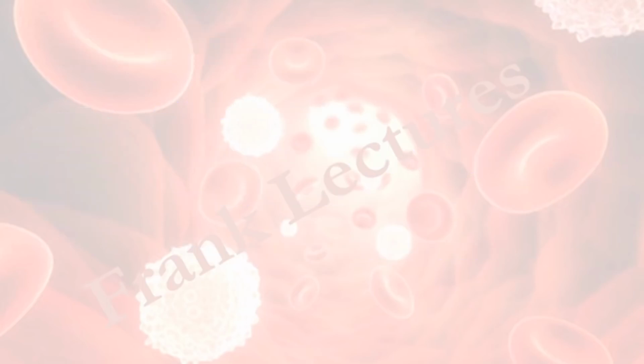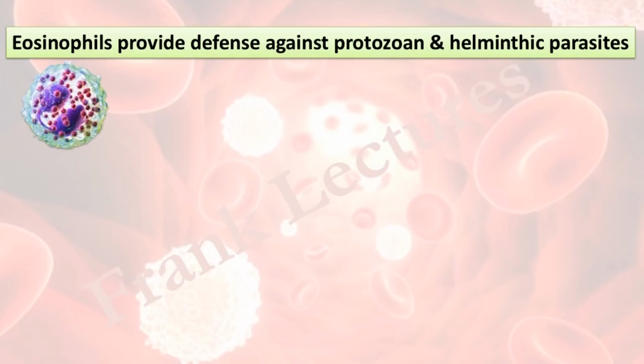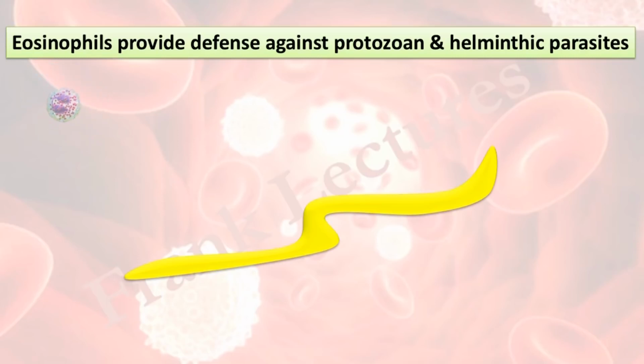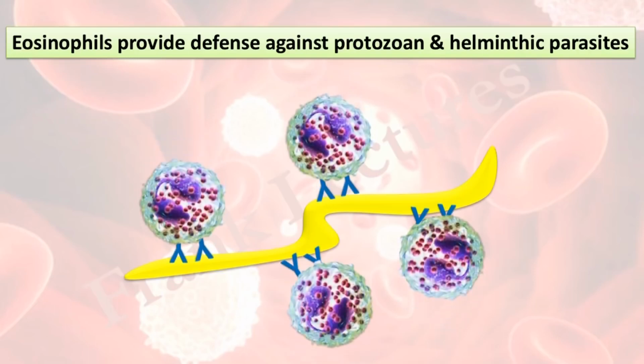Now, we said that eosinophils provide defense against protozoan and helminthic parasites. But if we look at the size of such parasites, it seems impossible that eosinophils ingest them and destroy them by the process of phagocytosis, since the size of an eosinophil is too small. So, how do they act against these parasites? Actually, eosinophils attach to the surfaces of such parasites and release substances which are harmful and which destroy these parasites.